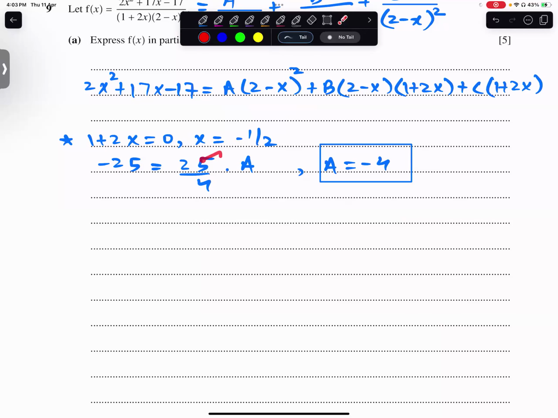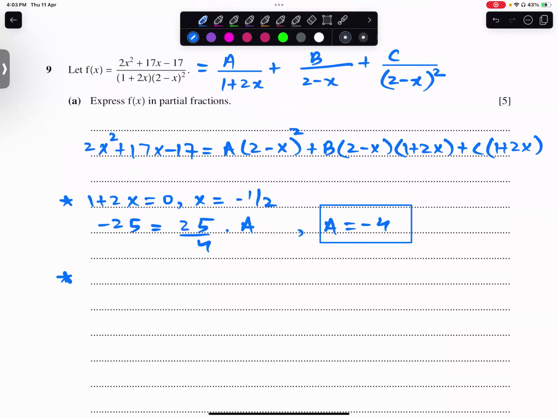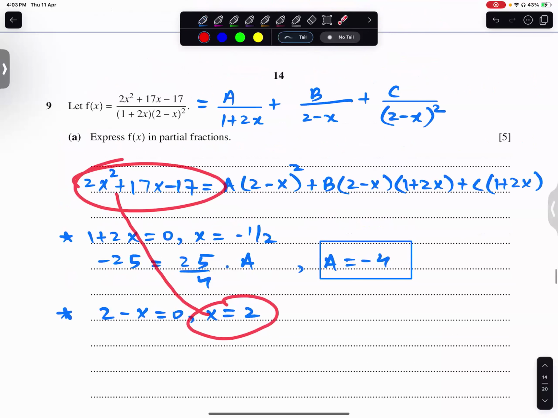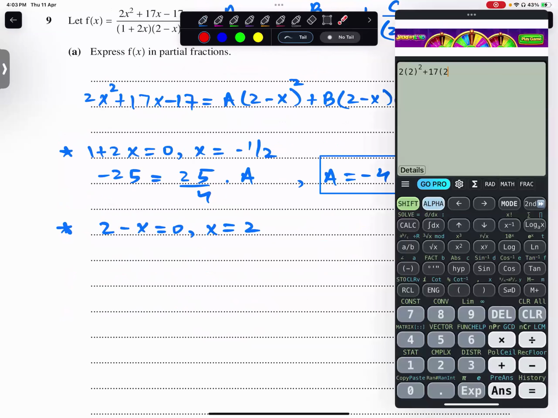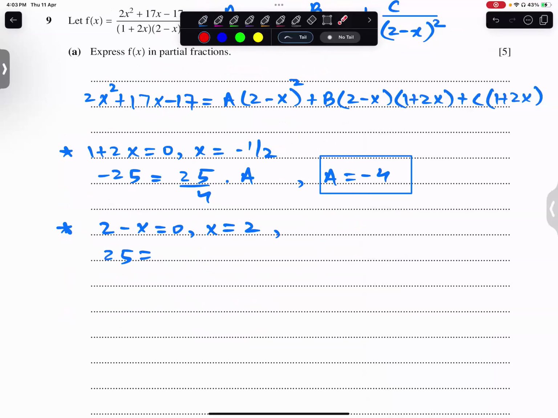Now put 2 minus x equal to 0 below b. So this will give you x is 2. Now put this value of 2 here using the calculator. 2 times 2 square plus 17 times 2 minus 17. So the left side is 25. And on the right side, if you put 2, the first two expressions become 0. And x equal to 2 here will give you 5c. So 5c, so c is just 5, 25 by 5.